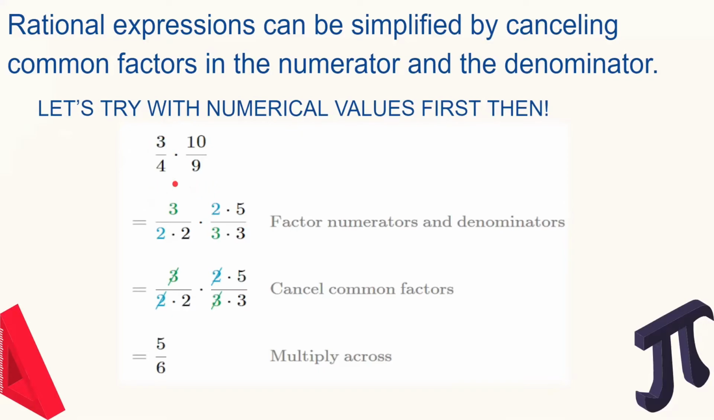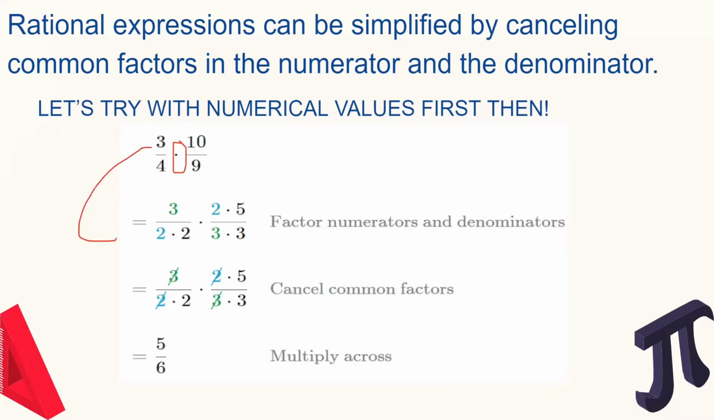So the first one that we have in here is 3/4, and the second one is 10/9. And now we're asked to simplify this. What they're telling me with this dot in here is that they're being multiplied together. Okay, so then let's multiply.